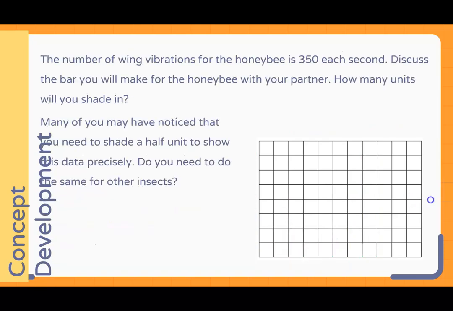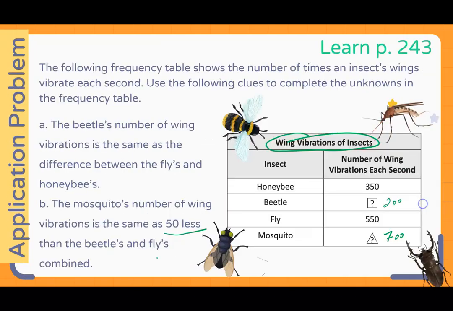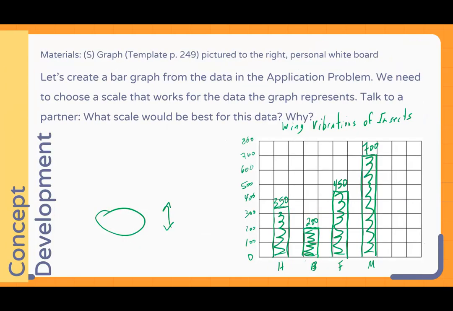Okay. Now, down here at the bottom would be insects. And on this side would be, and I'm just going to abbreviate, the number of vibrations. Okay? And that's what it should look like. Again, if you didn't finish, pause it, finish, and then move on.